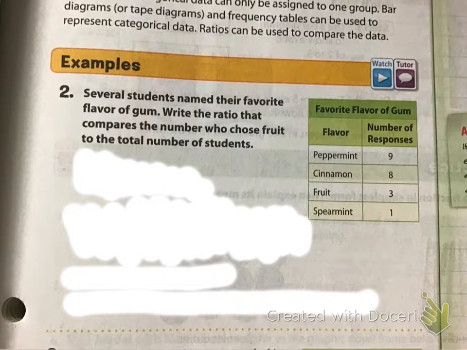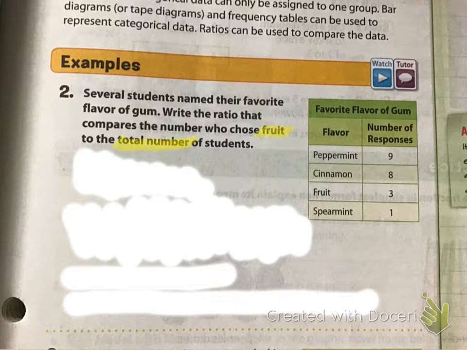Let's look at this next one. Several students named their favorite flavor of gum. Write the ratio that compares the number who chose fruit to the total number of students. Okay, let's see that. How many people chose fruit?